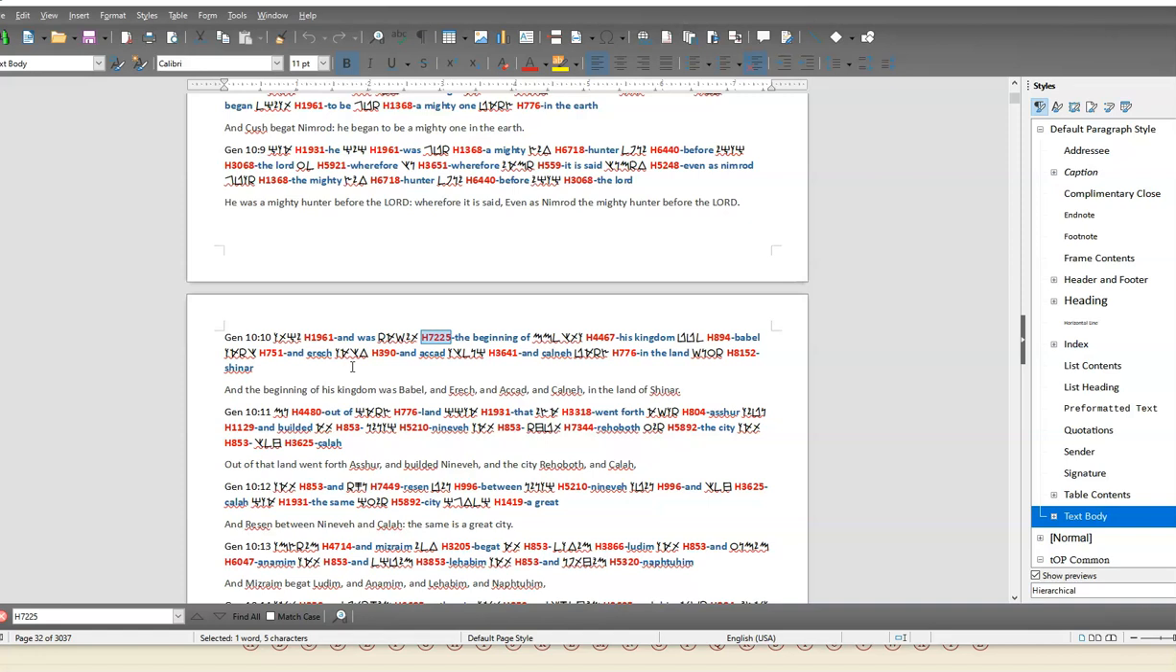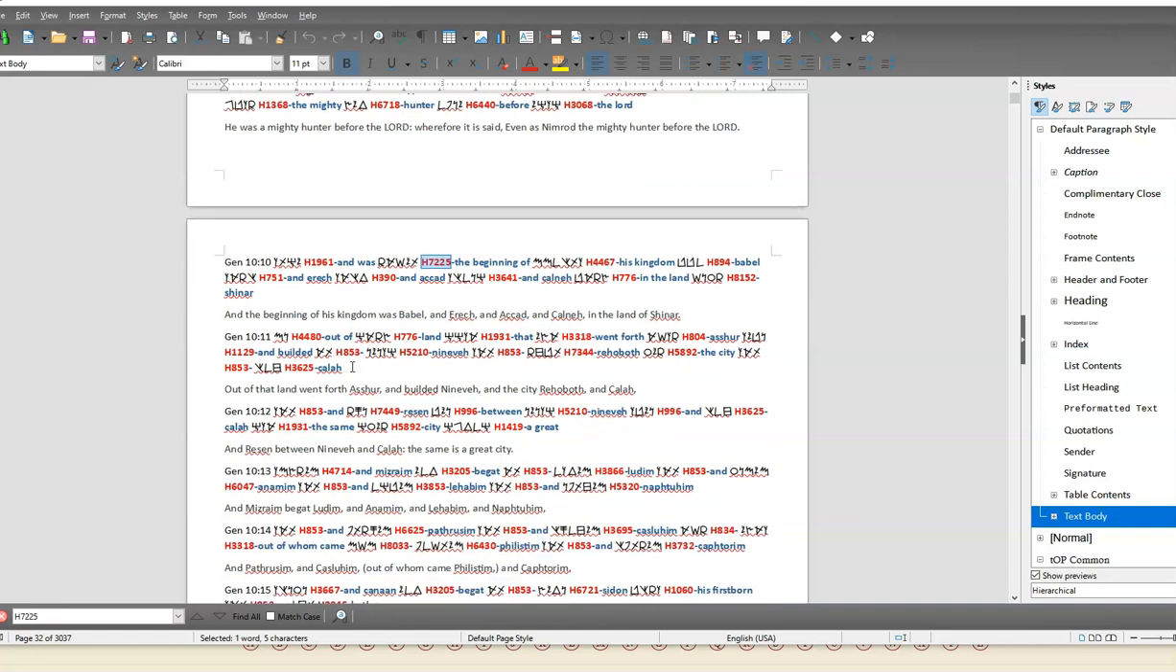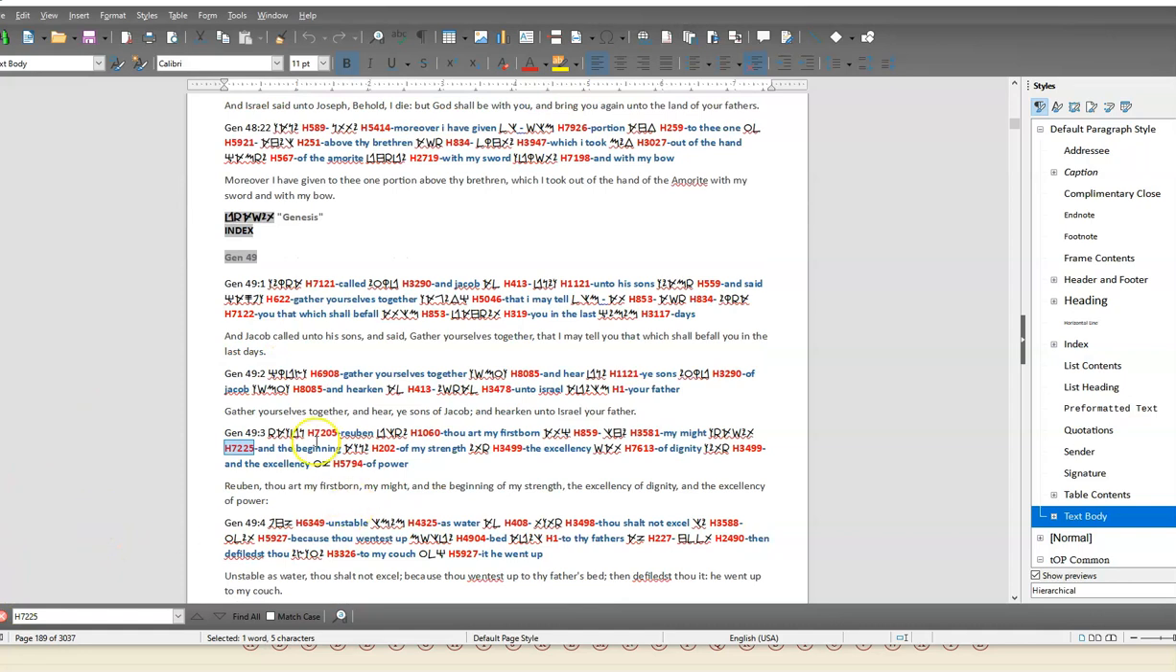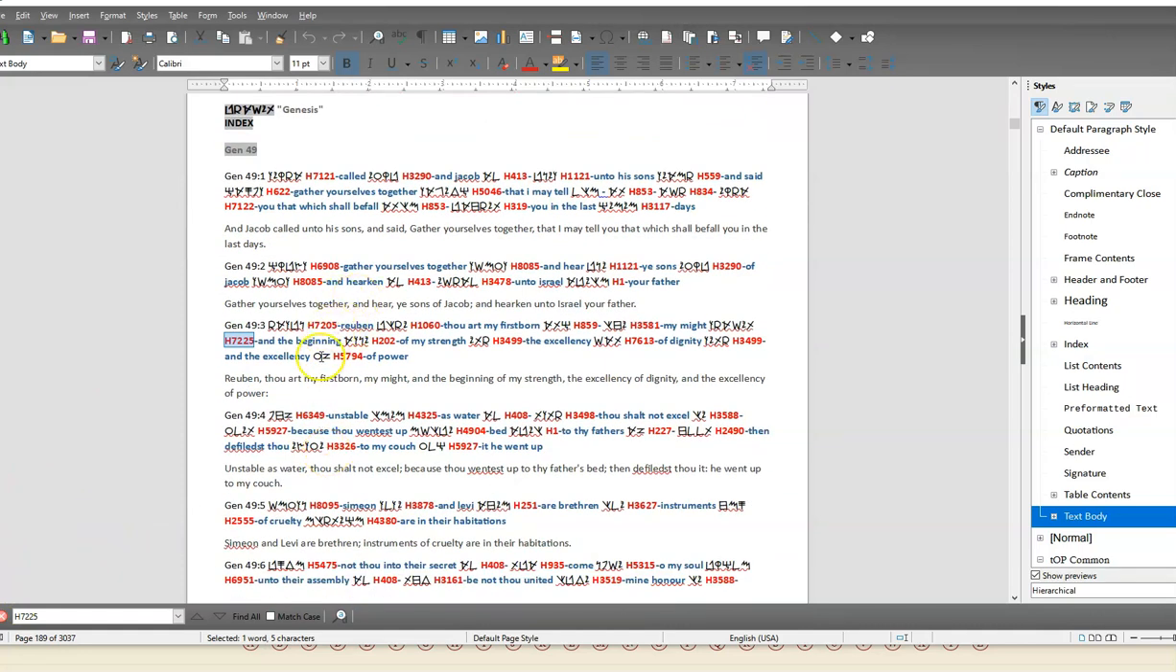Maybe it is, and maybe it's saying something like the principle of it, like the greatest part of his kingdom, which would work conceptually just fine. Now the next one's noteworthy because it's Genesis 49:3.